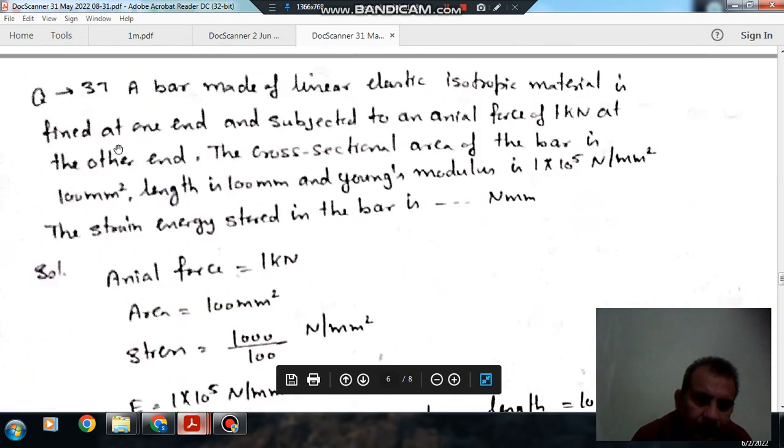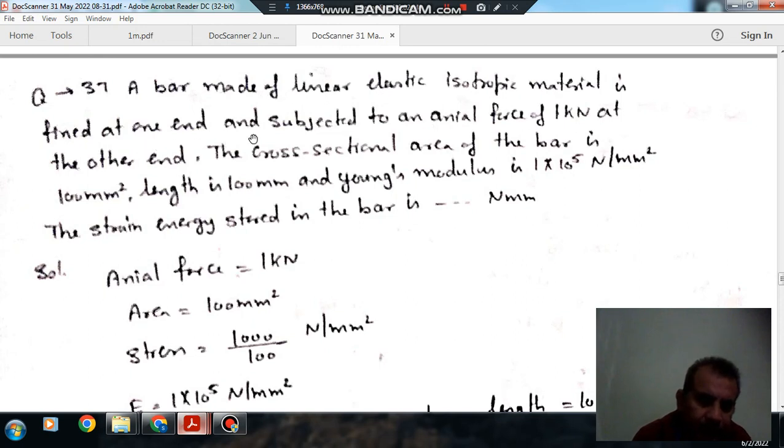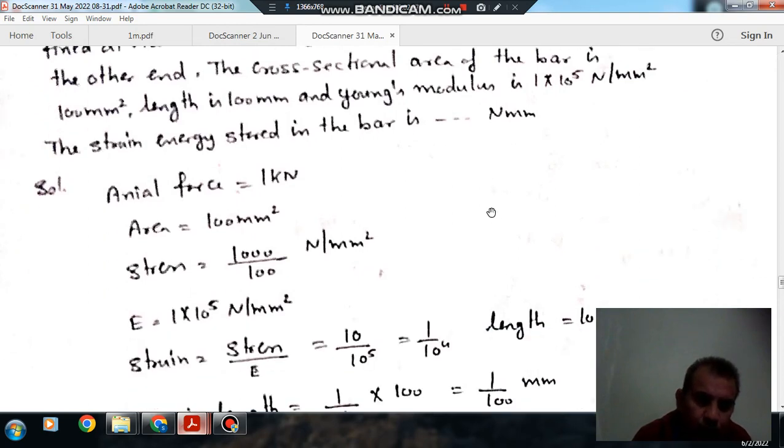Question number 37. A bar made of linear isotropic material is fixed at one end and subjected to an axial force of 1 kilonewton at the other end. The cross sectional area of the bar is 100 mm square. The length is 100 mm. The Young's modulus is 1 into 10 to the power 5 Newton per mm square. The strain energy stored in the bar is dash Newton mm.